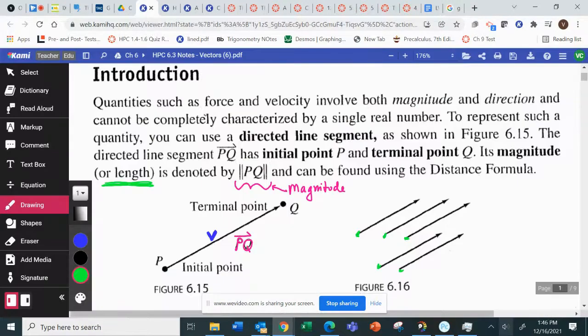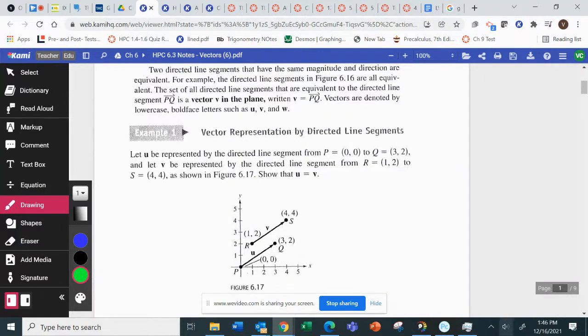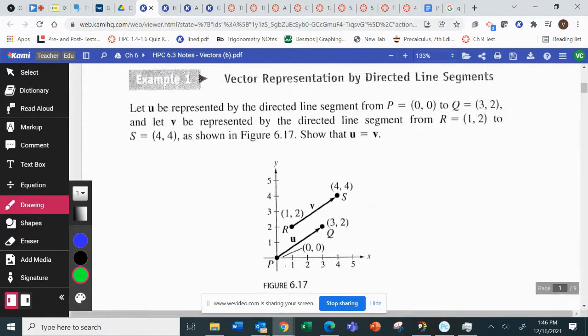Sorry. Okay, go on. Vectors represented by directed line segments. Let boldface lowercase u, do you see how it's bold, be represented by the directed line segment from P to Q. V is going to be represented by the directed line segment from R to S. We're going to show that these two vectors are equal. They're equal if they have the same magnitude and the same direction.